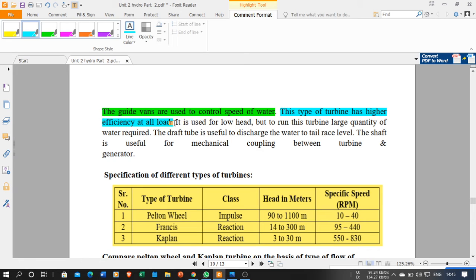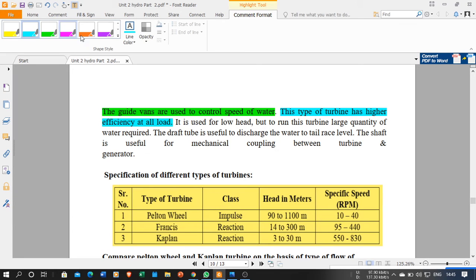It is used for low head, but to run the turbine, a large quantity of water is required. I'm going to use it at low head, but for running the turbine, it requires a large amount of water. An ample amount of water is required in this case.